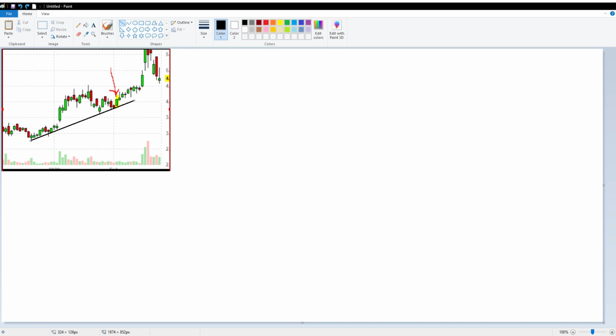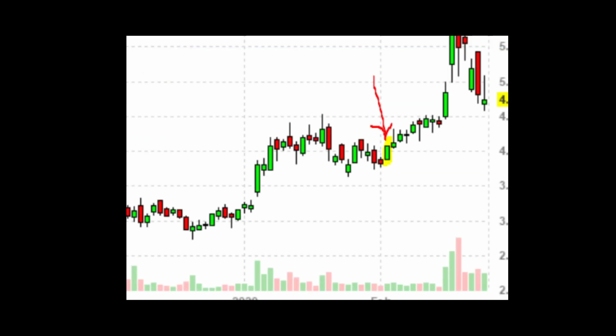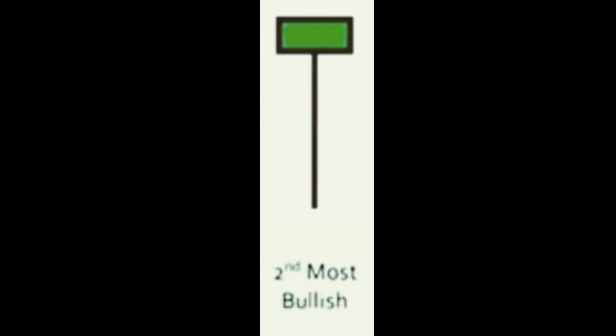Alright, let's get back and go to the next candlestick. Okay, this is the second most bullish candlestick. This is the bullish pin bar. Some people like to call it the bullish hammer. Depending on the size of the body, I like to call this one the bullish pin bar.